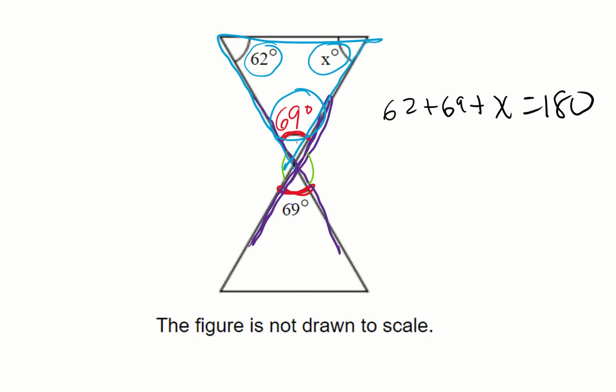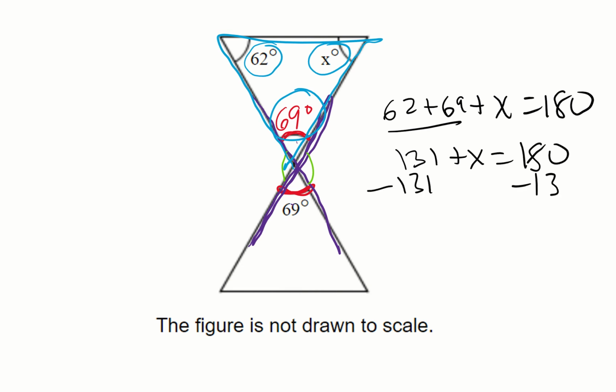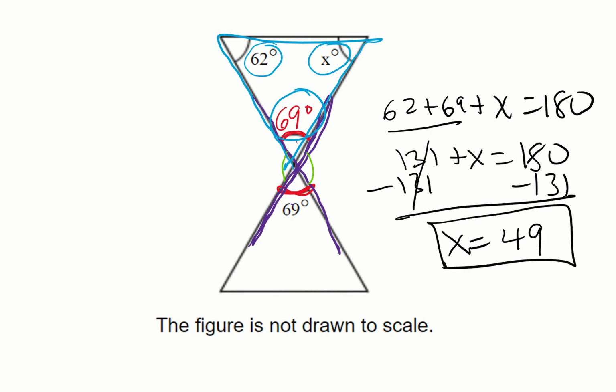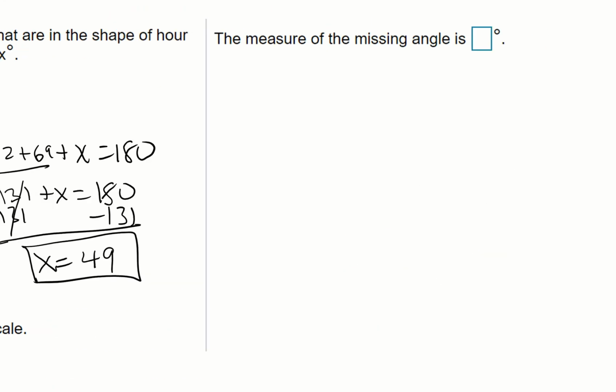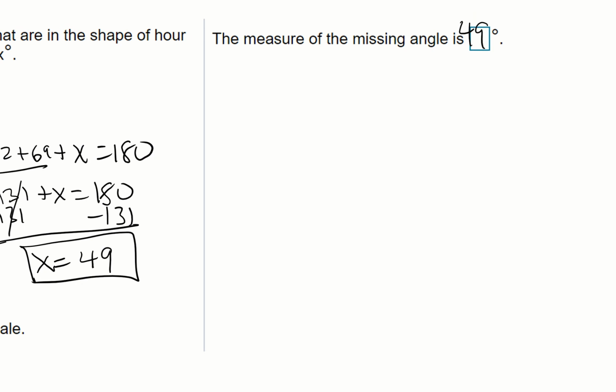We do it like we did in the previous problem. We add these together. We have 131 plus x equals 180. We'll subtract 131 on both sides. So x equals 49 degrees. Okay, so x equals 49. And that makes sense according to that problem. They add up to 180. And so you're just going to type that in to Savas.